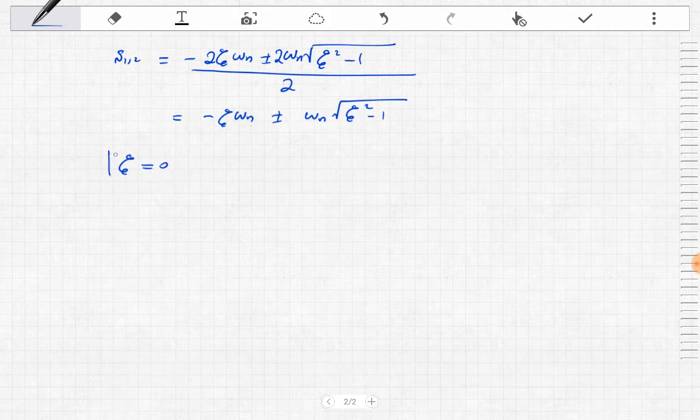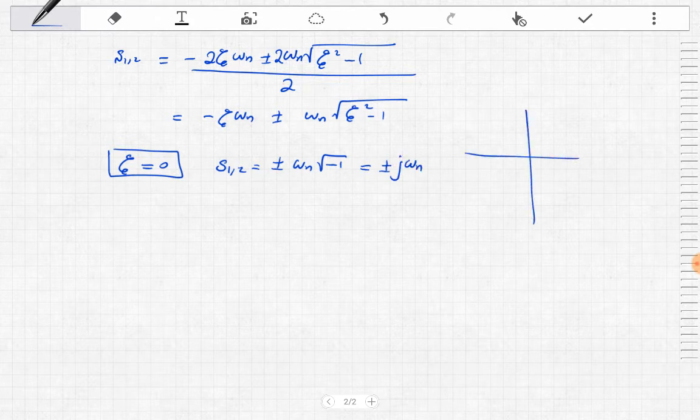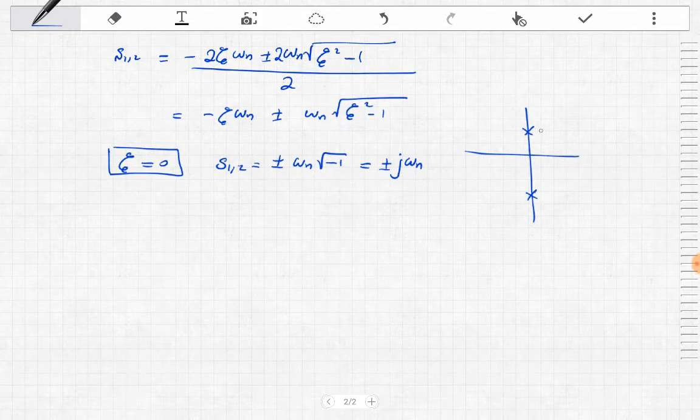When eta equals 0, what will you get? You will get the poles S1,2 equal, that will be 0 plus or minus omega n times the square root of minus 1, which is j, right? So you get plus or minus j omega n. So it will be like that: j omega n, and minus j omega n.